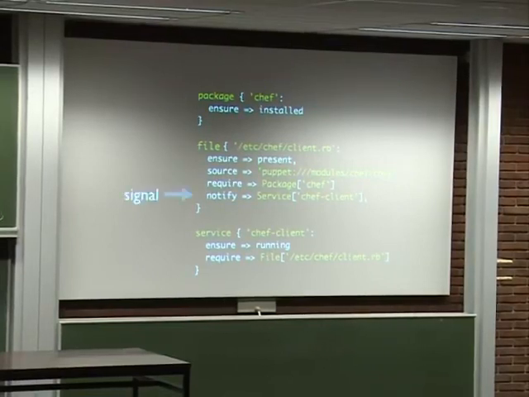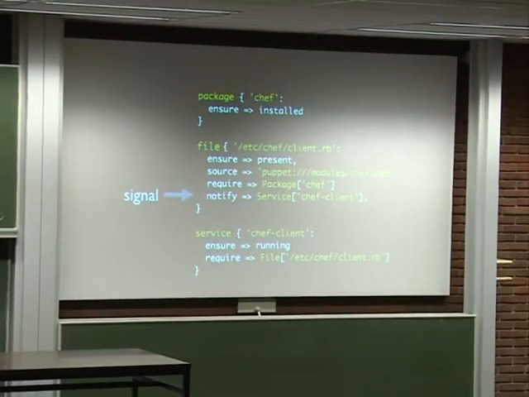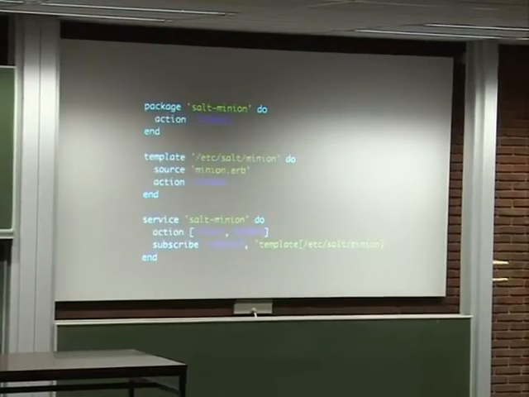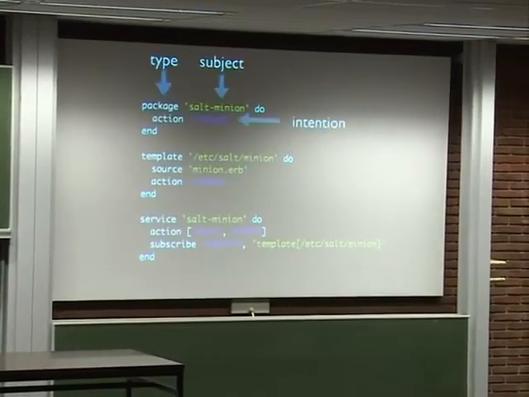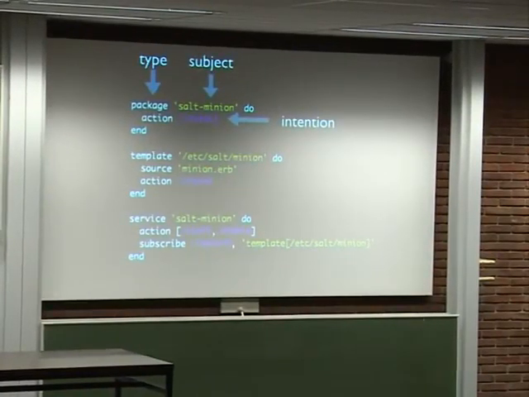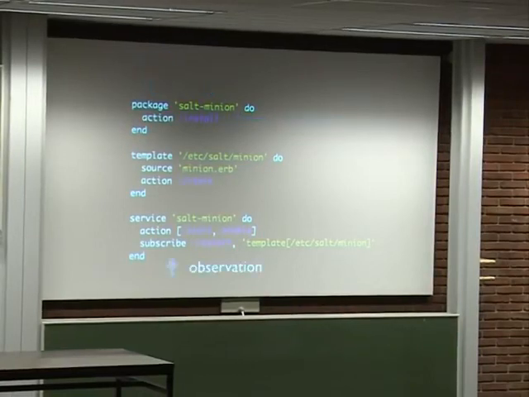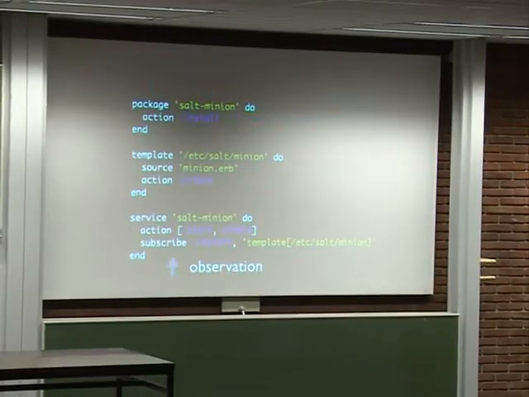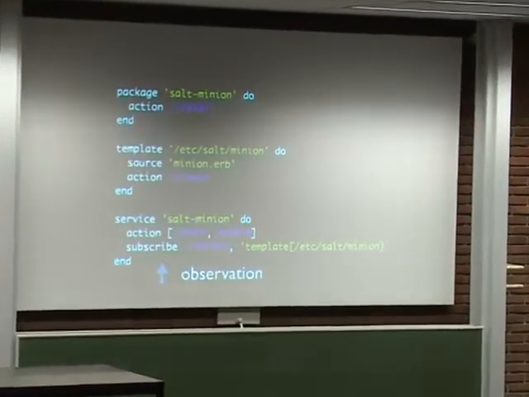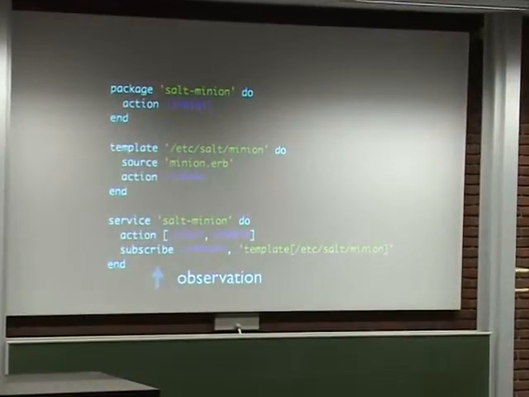Here we have a signal. The agents are observing each other. This one's notifying the service to restart. Chef, install some salt. Again, package, subject, intention, exactly the same. The DSL is doing the same things across all the languages. Again, observation: agents observing each other. So the service can actually subscribe to the template to see if it gets repaired. I need to restart the service.